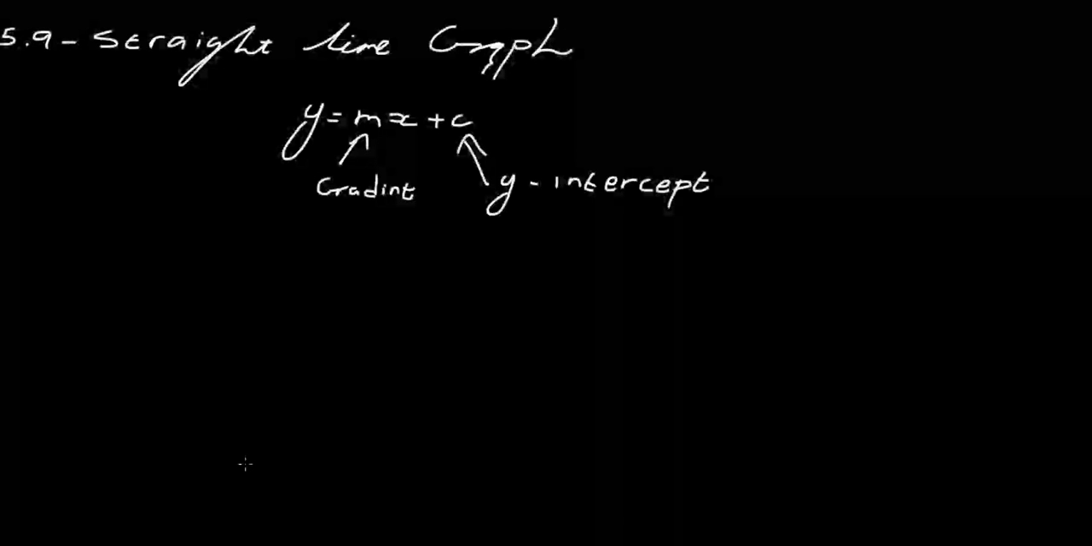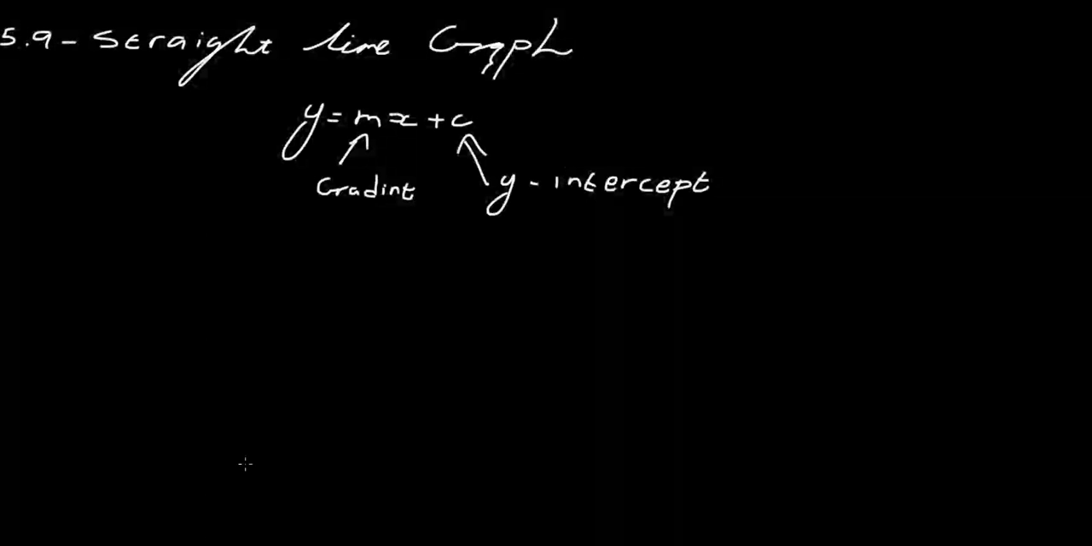Today we're carrying on from yesterday and we're looking at section 5.9, which is the straight line graph. As you probably remember, a straight line graph has the form y equals mx plus c. This is also known as the gradient intercept form, because we've got m, which is our gradient, and c, which is our y-intercept.